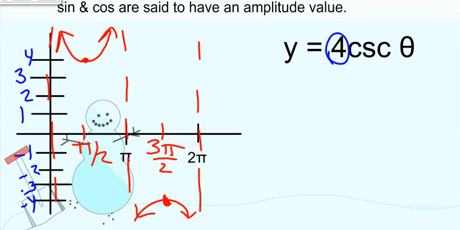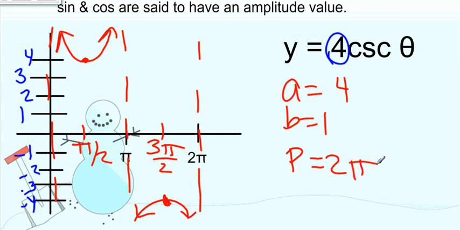And there was no period shift there. We had our amplitude of 4, our b is a 1, because there's nothing next to our theta there, so that makes our period 2 pi. So that would just be our graph there for cosecant of theta.